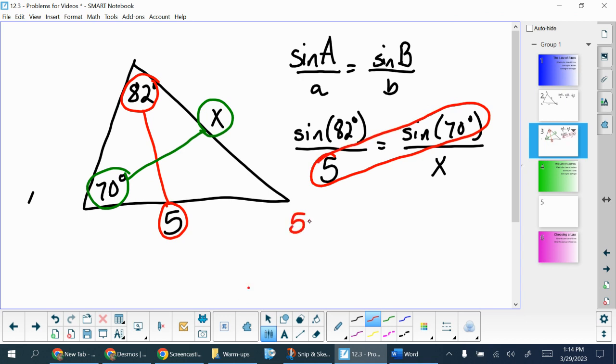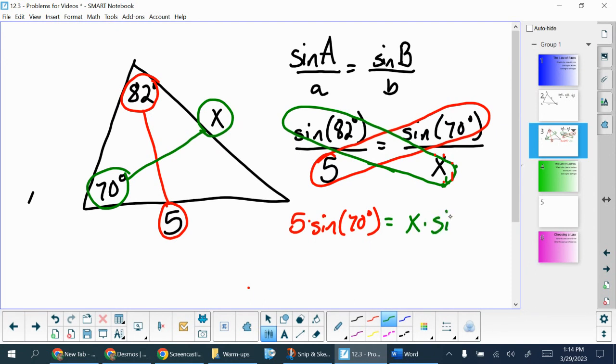5 times sine of 70. I'm just going to write out 5 times sine of 70 degrees. I'll go ahead and cross multiply the other direction while I'm at it. Equals x times sine of 82. I want to see that written out.